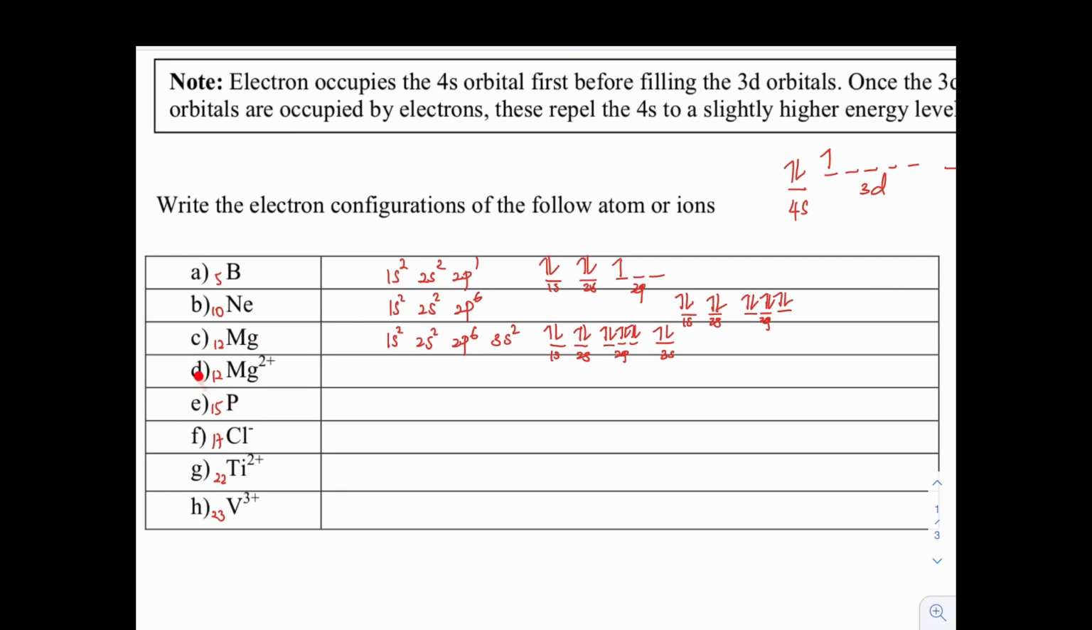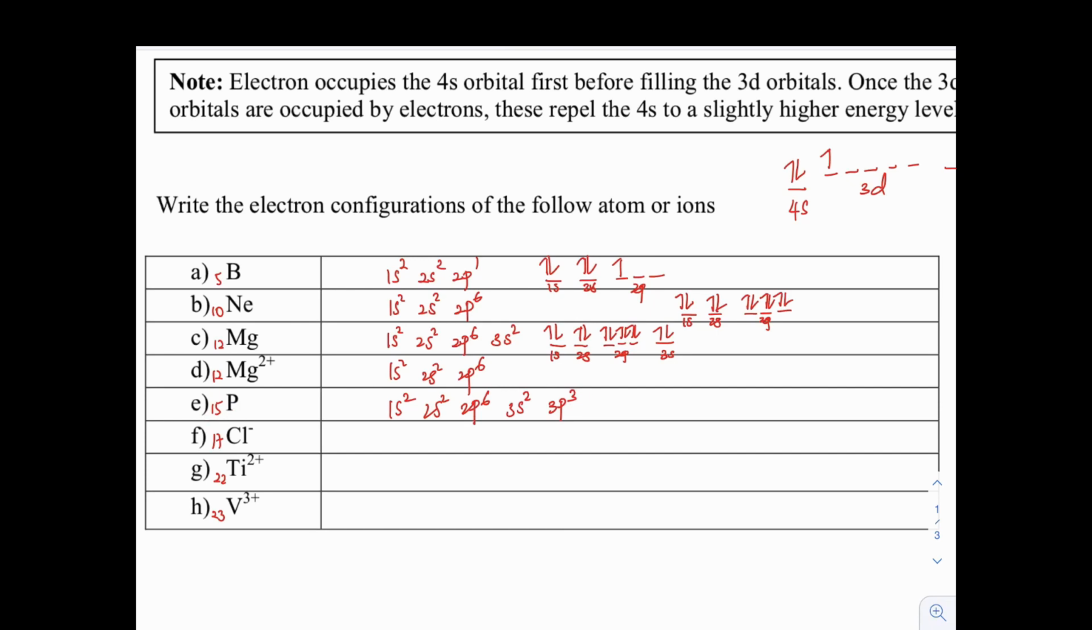So for magnesium 2+, it means that from this configuration, 2 electrons are removed. So we're going to remove the electrons from the outer orbital, which is the 3s2. So therefore, it is left with 1s2, 2s2, 2p6. All right. Whereas for phosphorus, it has 15 electrons, so it will be 1s2, 2s2, 2p6, 3s2, followed by 3p3. So you add up all these values, it will equal a total of 15.